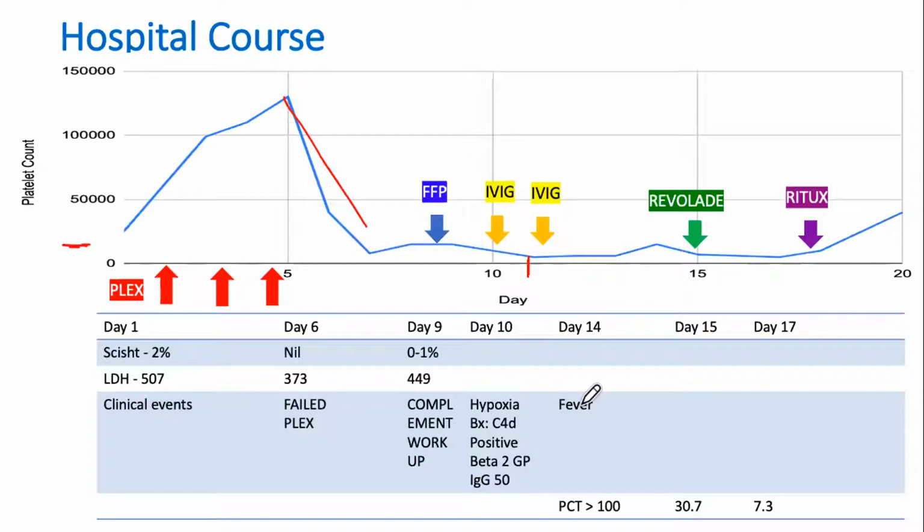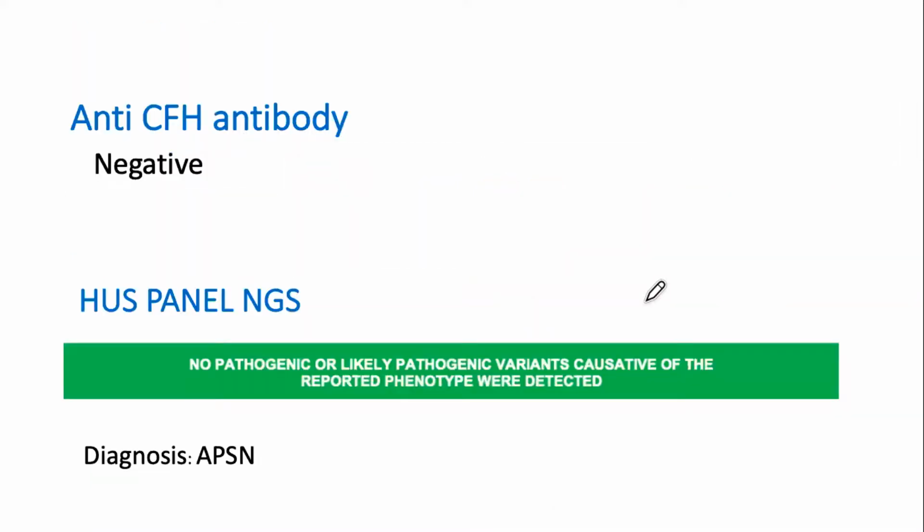On day 14, he developed catheter-related bloodstream infection. Once the fever settled, we gave him rituximab at this point. Currently, the patient is doing well. He is being followed on OPD basis. His creatinine is around 2.4 to 3. His platelet count is also near normal, nearly around 1 lakh.